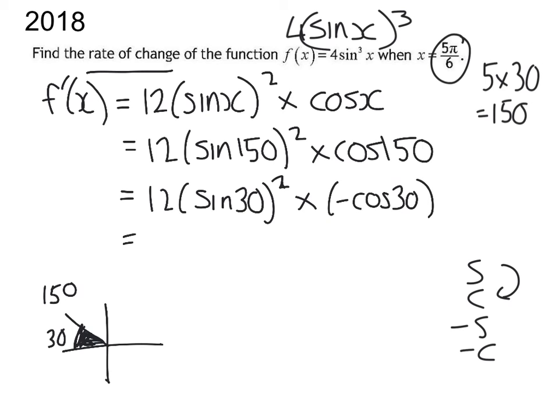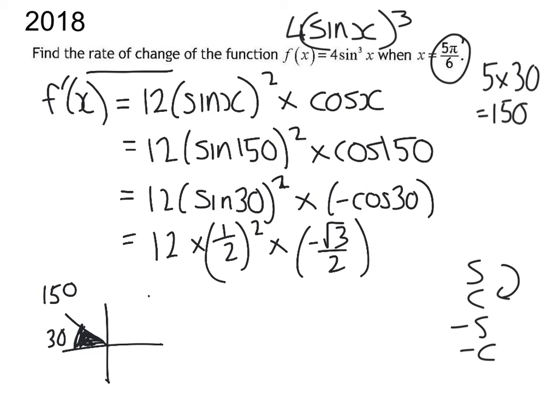Now let's test your exact values. Sine 30 is a half, so you've got 12 times a half squared, times cos of 30, which is root 3 over 2, so we've got negative root 3 over 2. So we have 12 times a half is a quarter, and then we have negative root 3 over 2.